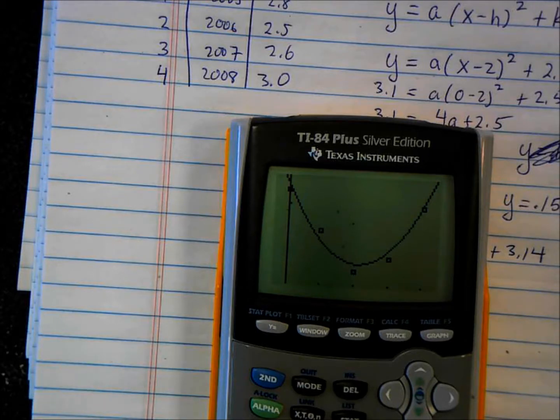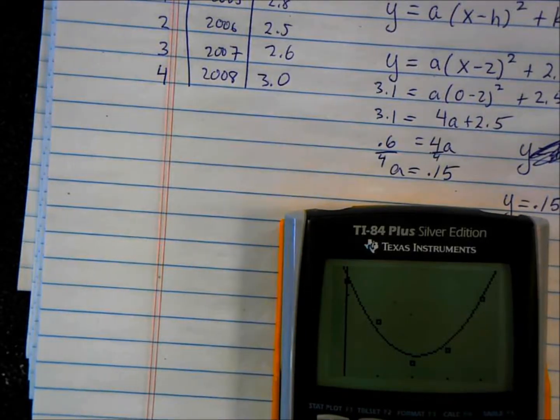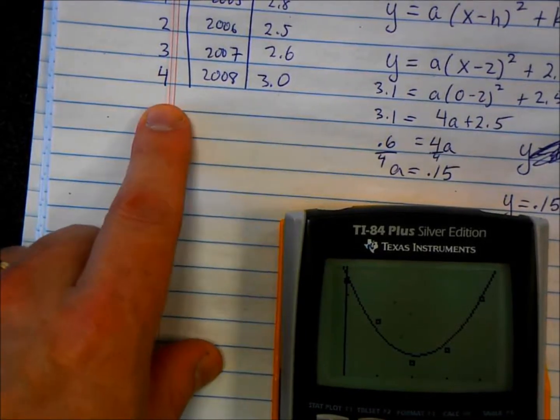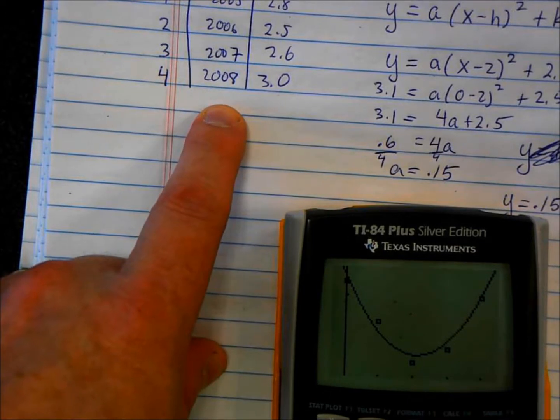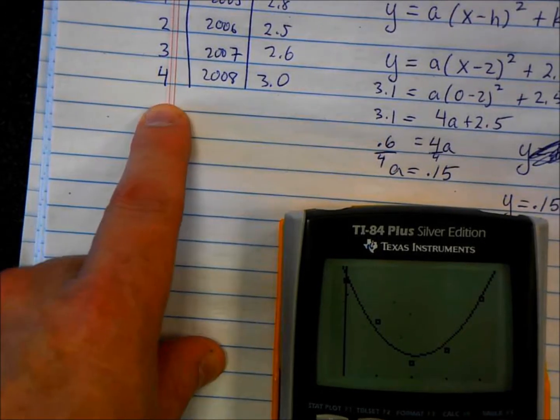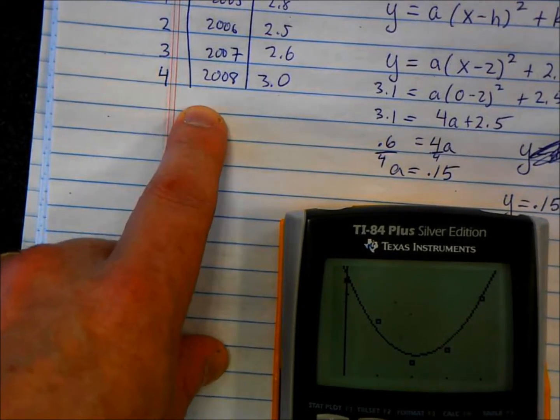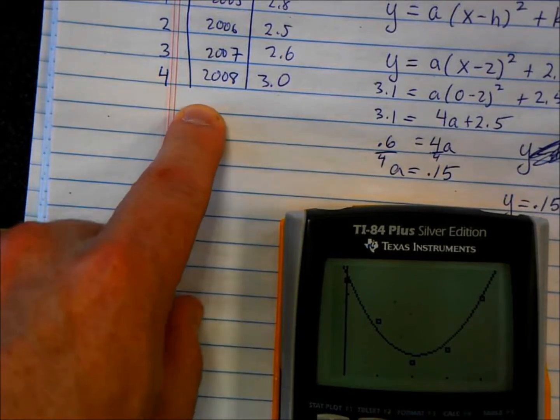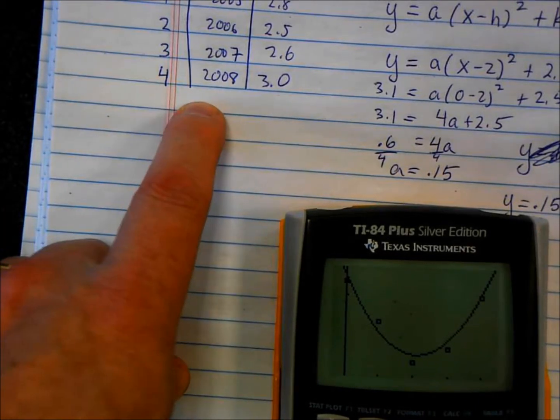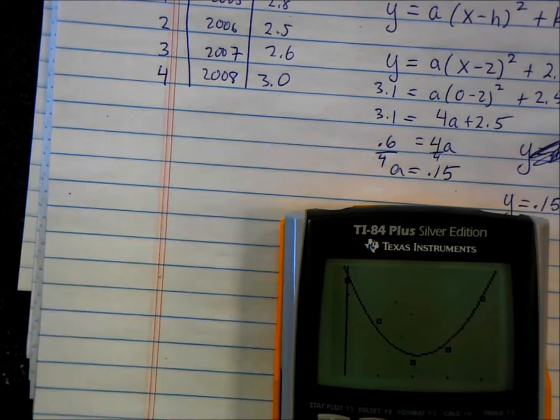Now we could use either of these equations to make predictions. For example, what if I asked you what's happening in the year 2010? You would plug in t equals, 2010 would be 6 actually. So you could take either of these equations, plug in t equals 6, and give me an extrapolation for what happened in the year 2010.